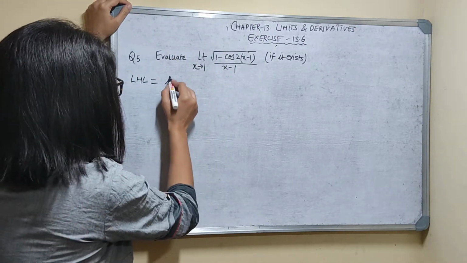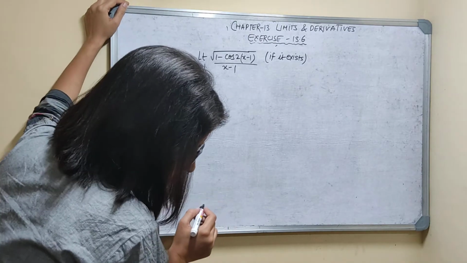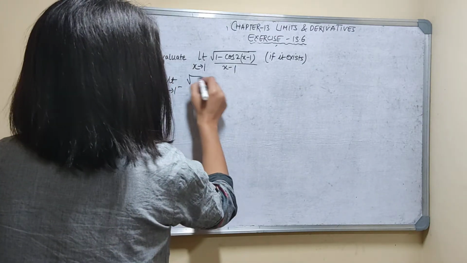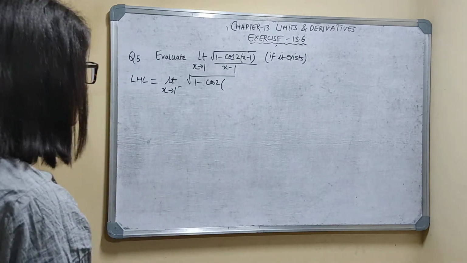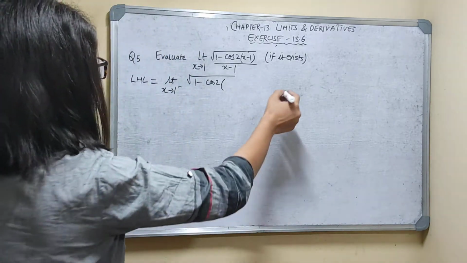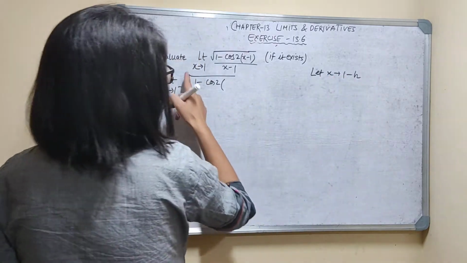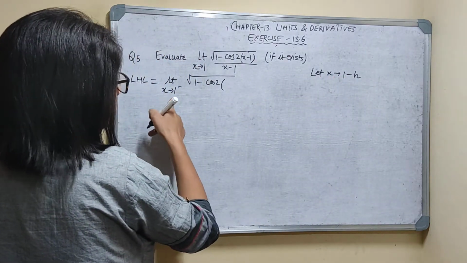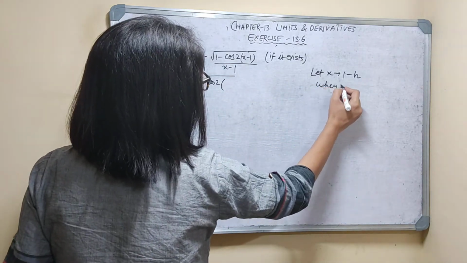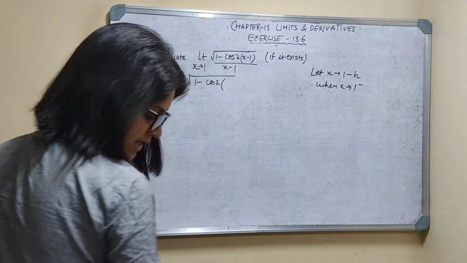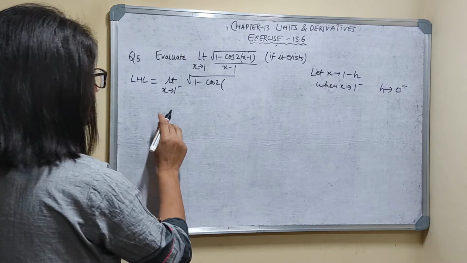Limit x tends to 1 minus. That's root of 1 minus cos 2. At the place of x, let x tend to 1 minus h, because negative, x tends to 1 minus, left hand limit. So x tends to 1 minus h. When x tends to 1 minus, h tends to 0 minus. So I can change the value.